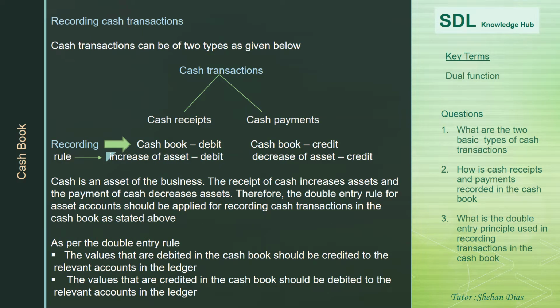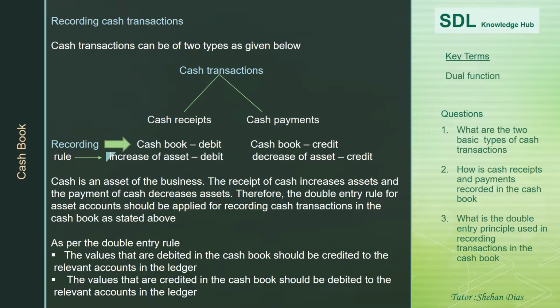Cash transactions, there are two types: cash receipts and cash payments. So when you're recording cash transactions, you have to use the double entry principle. So cash receipts is an increase in assets, so in the cash book you have to debit, and cash payments is a decrease in assets, so that means in the cash book you have to credit.